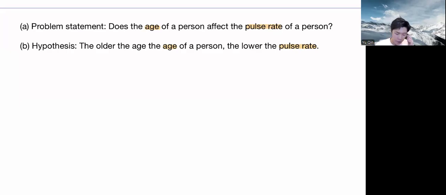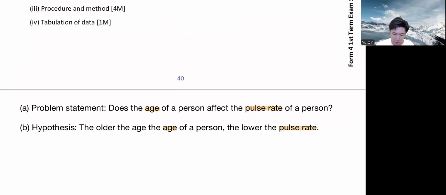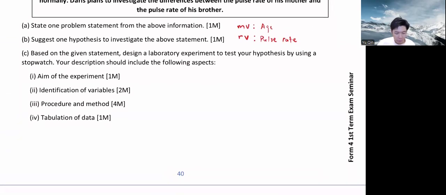Okay, you good? Then we go to C, shall we? Okay, so what's C about? Now, based on the given experiment, design a laboratory experiment to test the hypothesis by using a stopwatch. Okay, so stopwatch, this is the measuring instrument.